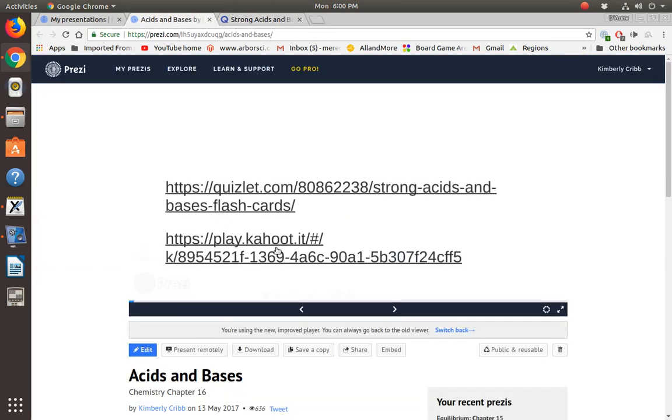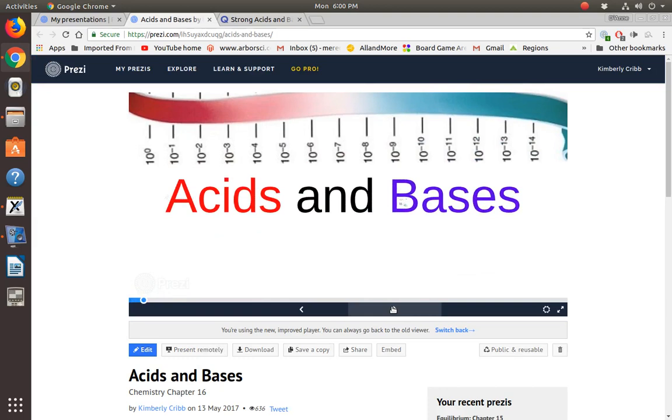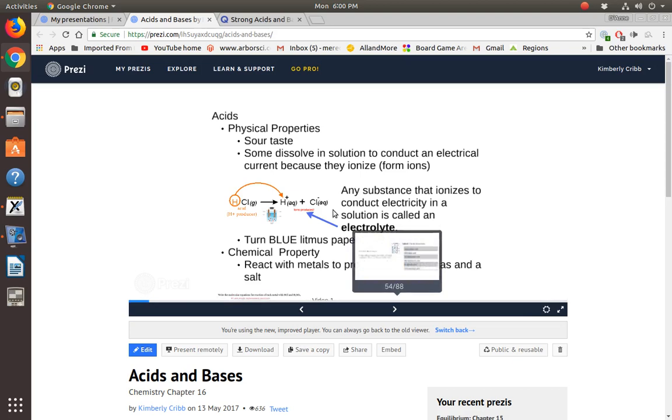And there's also a Kahoot. If we have time, we'll play some on this Kahoot. So let's start off with the acids and bases. Acids. This is where we were in the notes. So this is any substance that ionizes to conduct electricity.